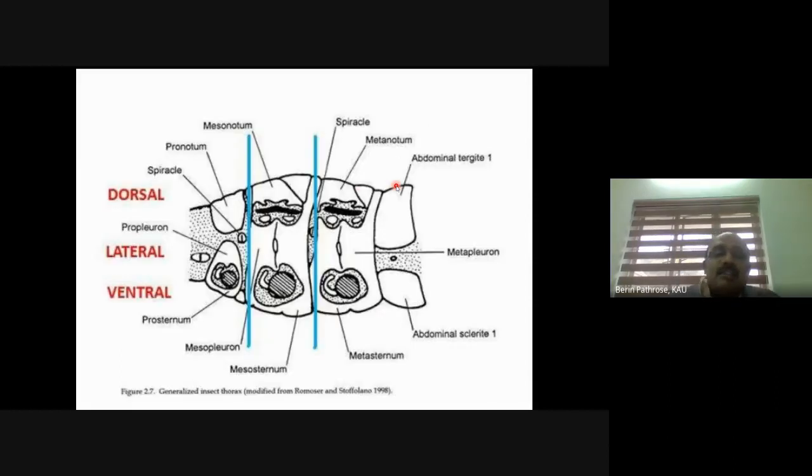Okay, this is another picture. These are the sclerites, pronotum, mesonotum, and metanotum. These are prothorax, mesothorax, and metathorax. The sclerites, now you can see the hardened plates. These are individual plates. So that's why this pronotum, mesonotum, and metanotum. And this is the prosternum, mesosternum, and metasternum. Here on the lateral side, we have propleuron, mesopleuron and metapleuron. From here onwards, this is the abdomen. So this is how the thorax, the sclerites and all are arranged.